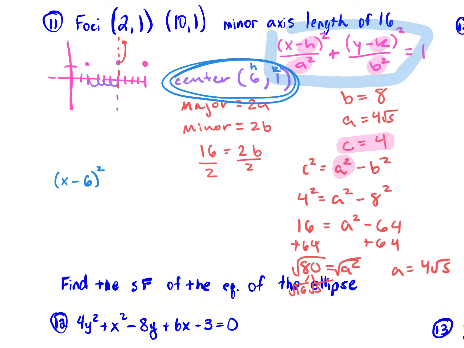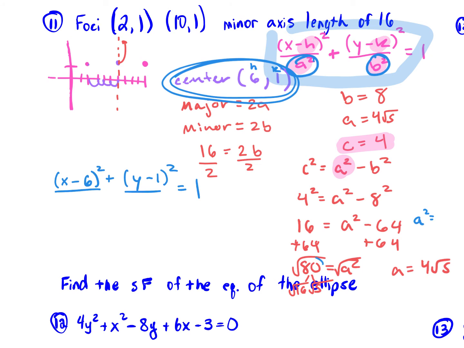X minus 6 squared plus y minus k squared. And then what is our a squared? So a squared was 80, but a is the square root of 80. So you just got to be careful with that. If you want to, always write a squared and then take the square root of it. You really only need to take the square root if you were plotting it, because you want to see what the distance is, but for your test, you're not going to graph anything. So you could just leave it as a squared if it helps you, because you're just plugging in a squared and you're plugging in b squared.